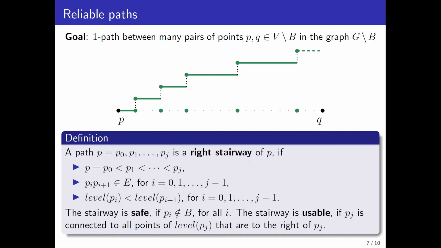And now I think the intuition is quite clear. So if p has a right stairway and q has a left stairway, which we can define in the same manner as the right stairway, then these two stairways must cross each other at some point. With some care at the point where they cross each other, we can construct one path that connects p and q.